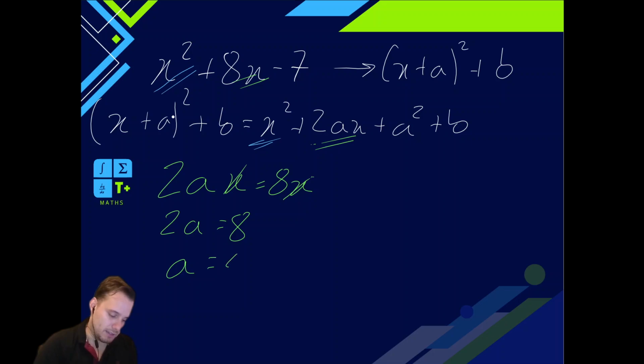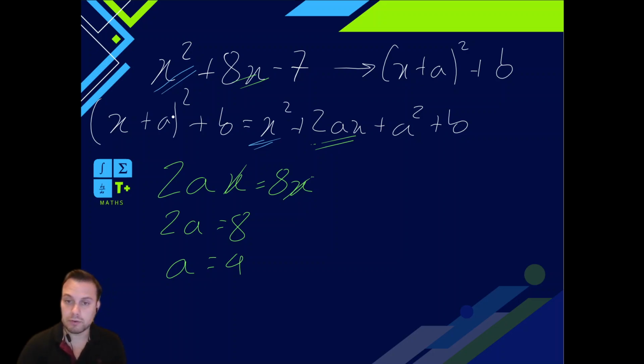So a is equal to 4. Thus, we have found the value for a. a is equal to 4. Because the terms that have x, this one and this one, must have the same value. So this 2a has to be 8, and thus a has to be 4.